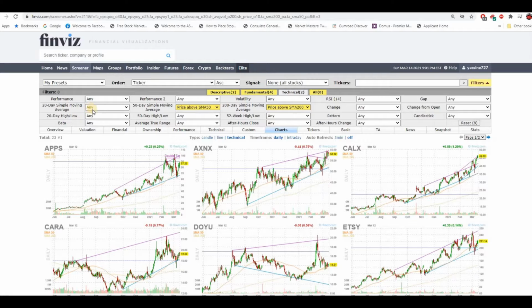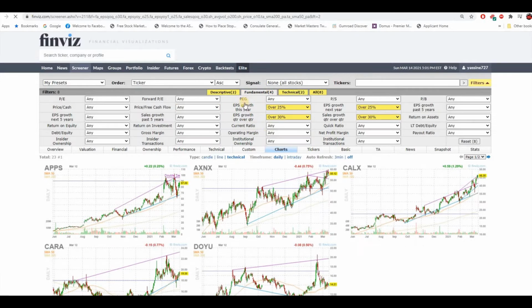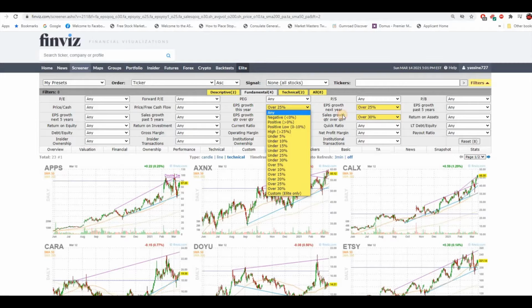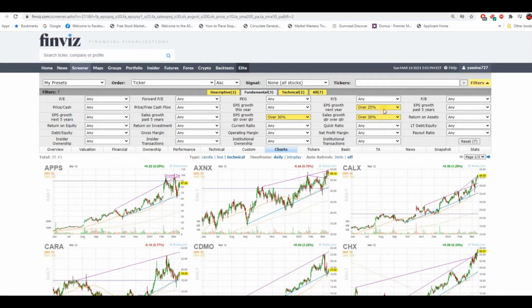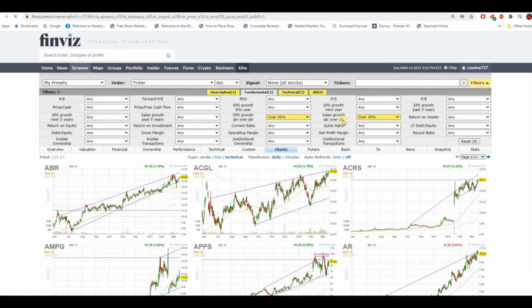You can do the 20, but with corrections, you're not going to find so many because of the correction on the growth stocks. And then you go to the fundamentals, and this is where you can switch it. You can put any here, and you can literally come up with so many. So you have to play with it, and along with the experience that you're gonna have, you're gonna come up with so many screeners.